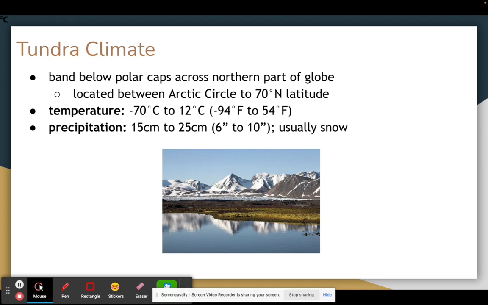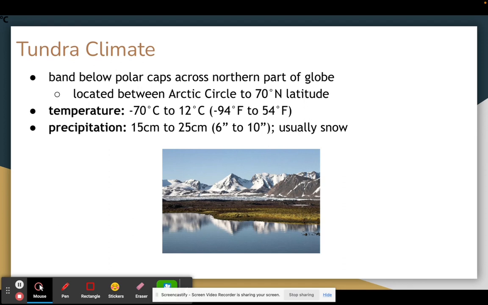The temperature range for the tundra can go from negative 70 degrees Celsius to 12 degrees Celsius. I'm using the metric system here because that's what we use in science, but to give you a better frame of reference, I've put parenthetically what that means in Fahrenheit. So in the tundra, the coldest it gets on average is negative 94 degrees Fahrenheit, to the high temperature on average of about 54 degrees Fahrenheit.